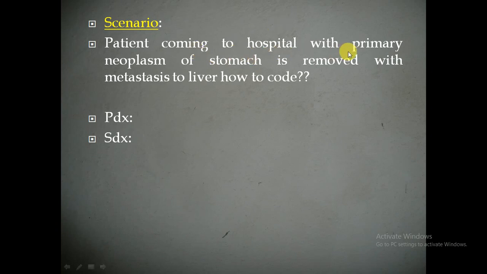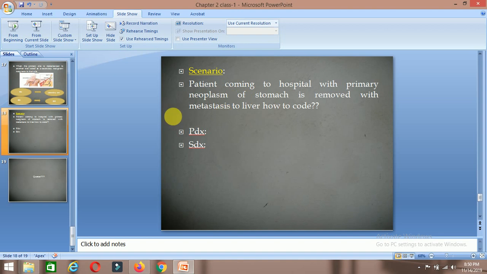In order to understand clearly, we will see one scenario. Patient coming to the hospital with primary neoplasm of stomach removed with metastasis to liver. How to code this? In this scenario the patient had a stomach neoplasm and that is removed, so it is not there at all, and it has metastasized to the liver. Metastasis is nothing but spreading, right? So that will be the secondary neoplasm of the liver.